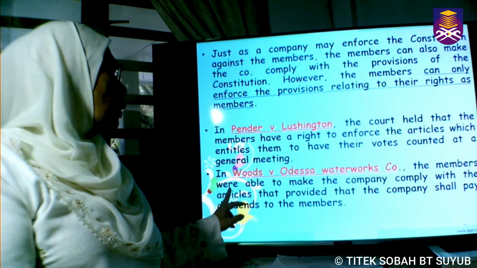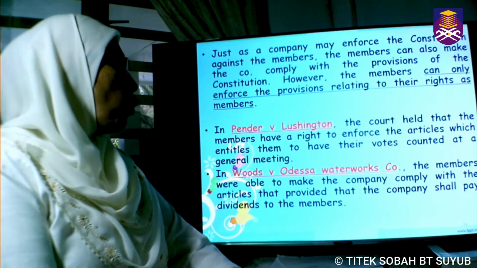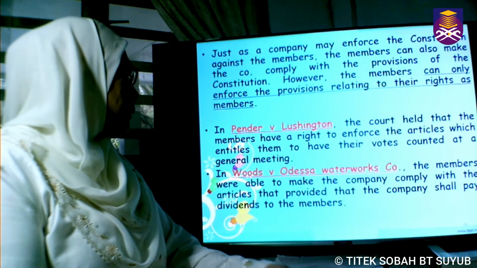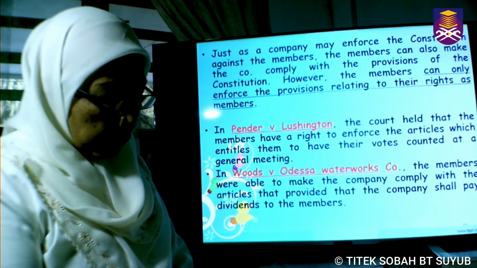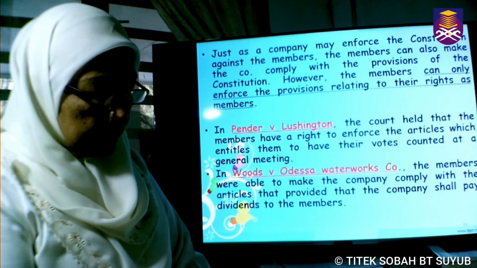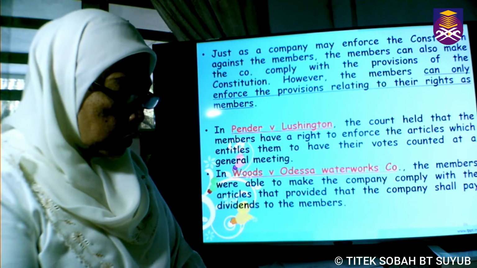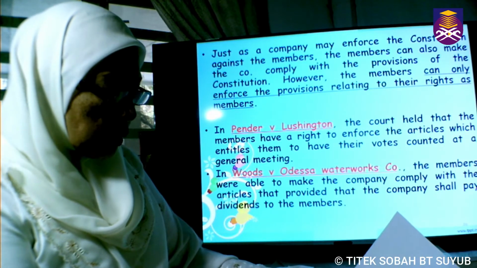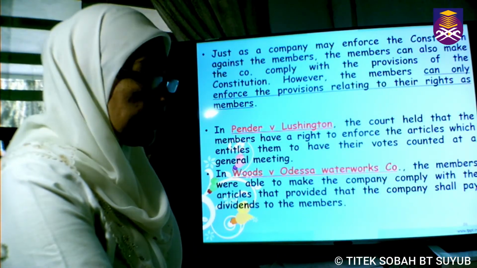Right? So in Wood v Odessa Waterworks Company, the members were able to make the company comply with the articles that provided that the company shall pay dividends to the members. And ini adalah permohonan untuk bayar dividen. Tapi just now, however, I have informed you earlier, students, to pay dividends in Malaysia, you must gain profit first. Then only can you pay the dividend.